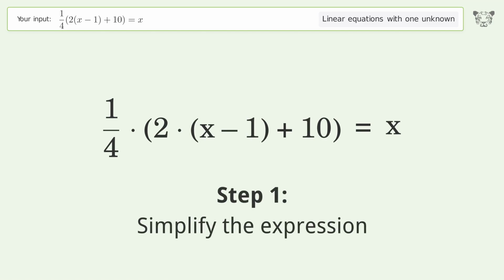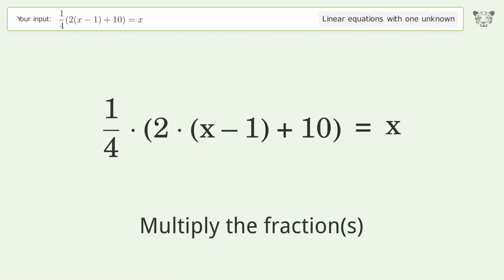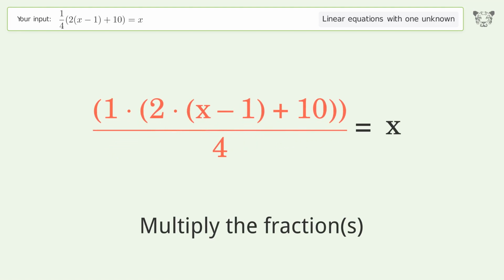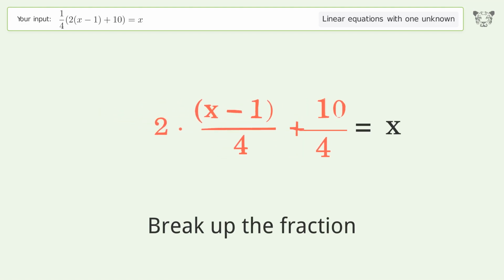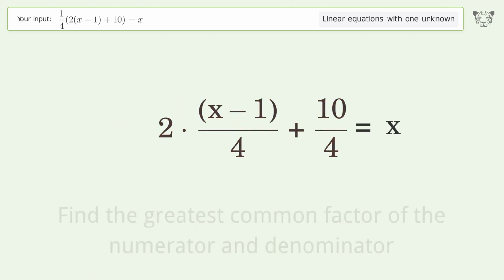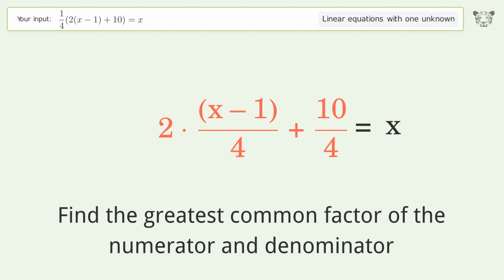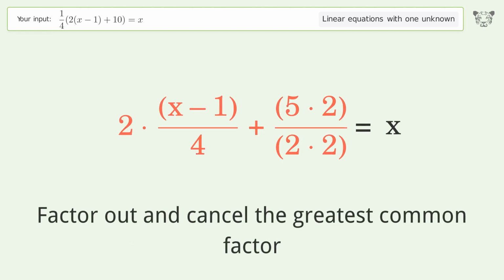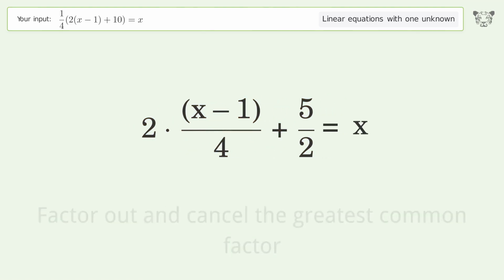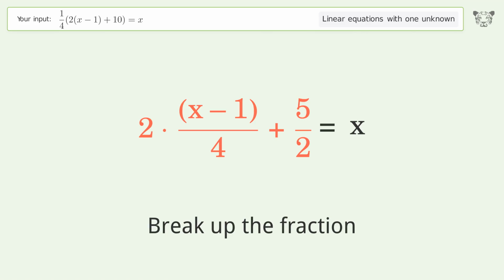Simplify the expression. Multiply the fractions. Break up the fraction. Find the greatest common factor of the numerator and denominator. Factor out and cancel the greatest common factor. Break up the fraction.